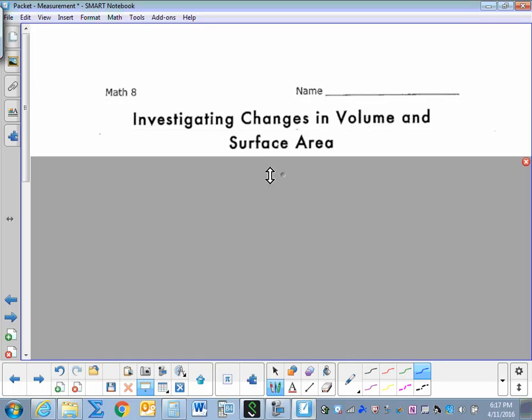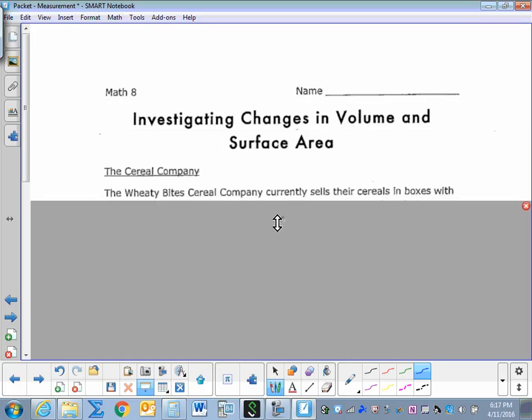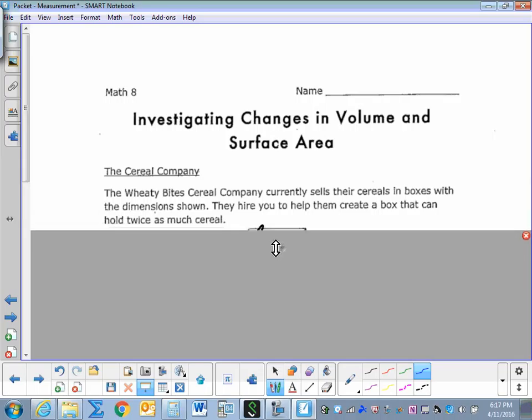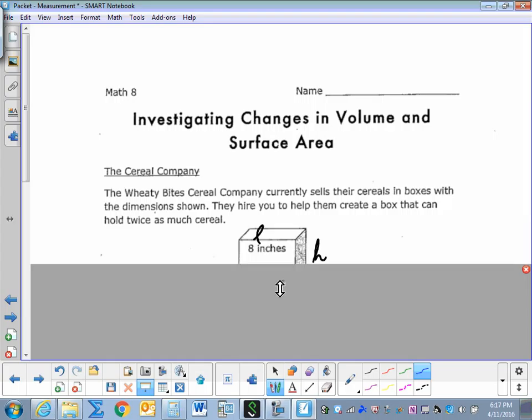Investigating changes in volume and surface area. The Wheatie Bites cereal company currently sells their cereals in boxes with the dimensions shown. They hire you to help them create a box that can hold twice as much cereal.